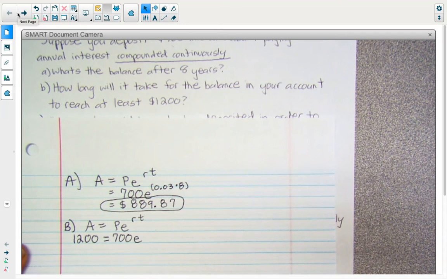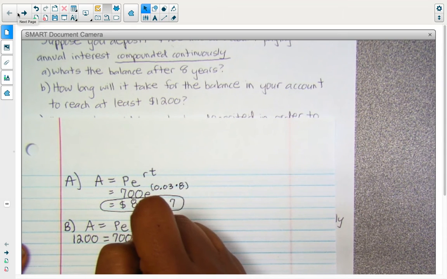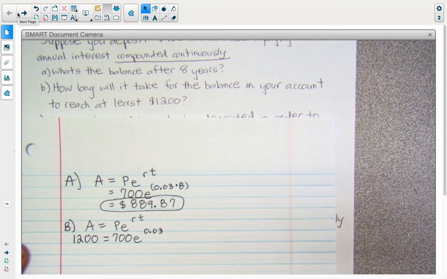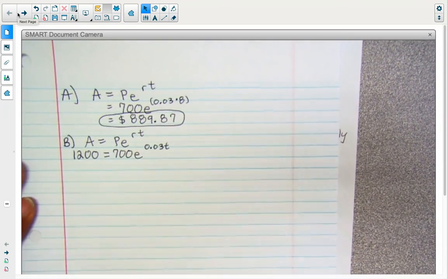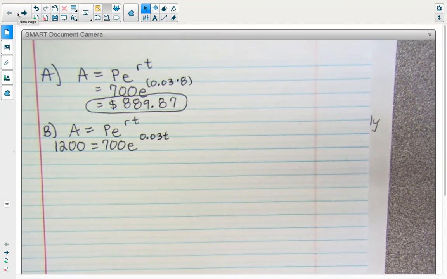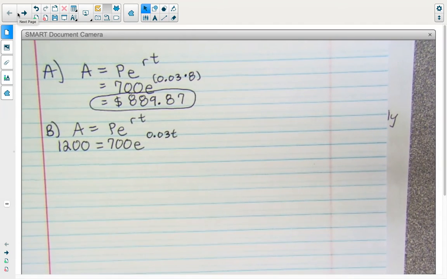E is still E. Our interest rate is still 3% as a decimal. But this time, since it wants to know how long is going to be our time period, that is going to be T. So that's what we're looking for. This one's going to be a little bit more involved than the other ones that we did, because we're going to have to solve this equation for T.